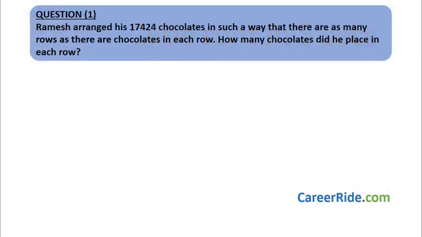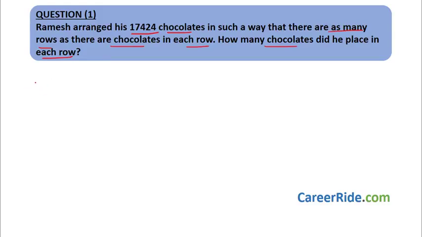Question number 1. Ramesh arranged his 17424 chocolates in such a way that there are as many rows as there are chocolates in each row. How many chocolates did he place in each row? Again, a pretty easy one. It's related to squares and cubes. Let's see how it is related to squares and cubes.